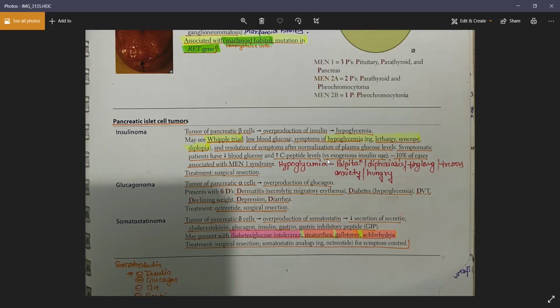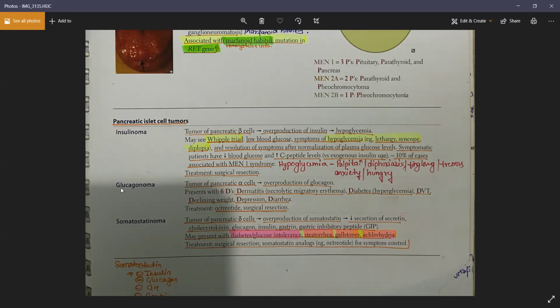Then a very important one is the glucagonoma. It is the most confusing because the symptoms are very vague, which can resemble other tumors or other conditions also. So you need to be very careful while diagnosing the patient with glucagonoma. First thing, because you're having high glucagon levels, would be diabetes in the patient.